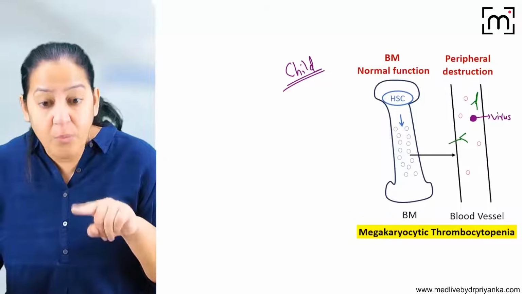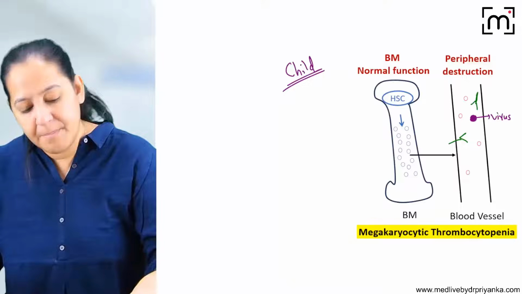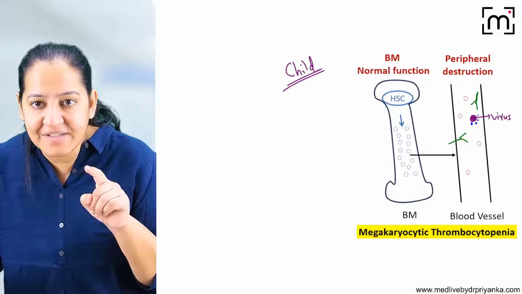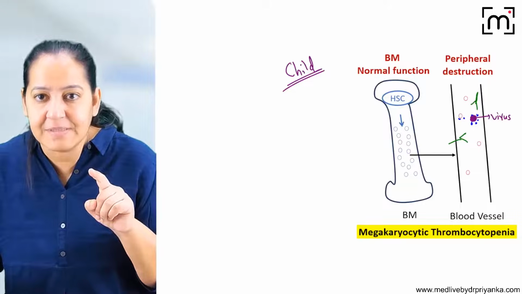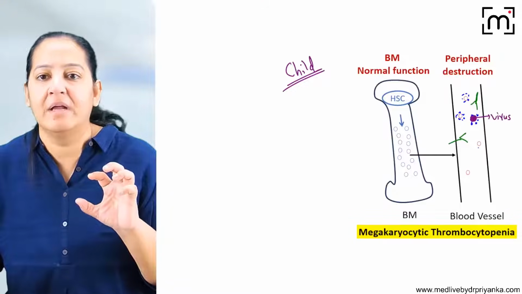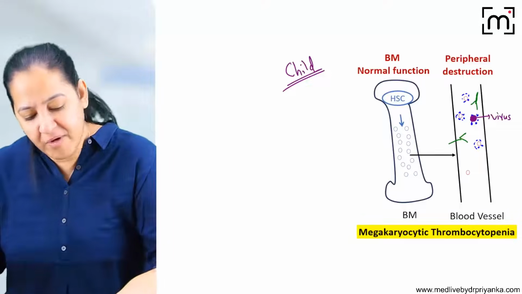Actually, these are the antibodies formed for the virus. Okay, but the problem is, what's the problem? On the surface of the virus, the antigens are present. Similar antigens are present on the platelet. Relatively similar antigens are present on the human platelet. So basically, antibodies are formed for the virus.